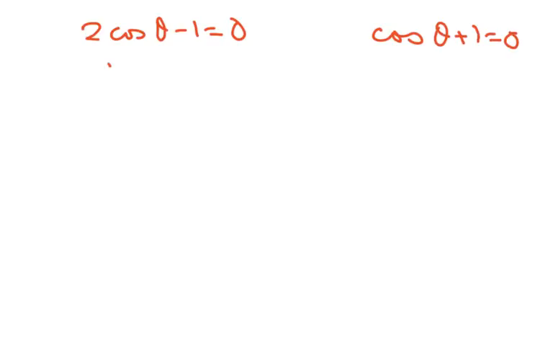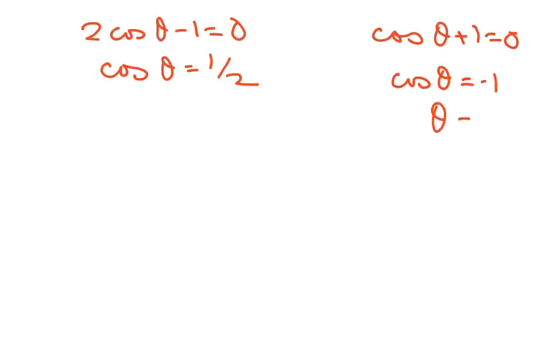So we have 2 cosine of theta minus 1 equals 0. And then we also have cosine of theta plus 1 equals 0. This one's going to be cosine of theta equals 1/2. And this one's cosine of theta equals negative 1. So here, negative 1, this one's theta equals pi. And on this one we have theta equals pi over 3, 5 pi over 3.